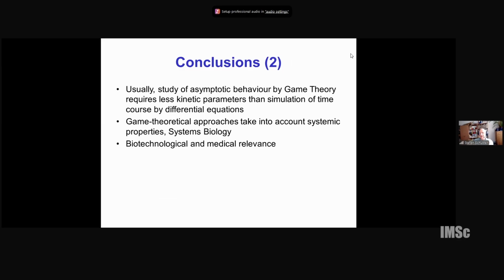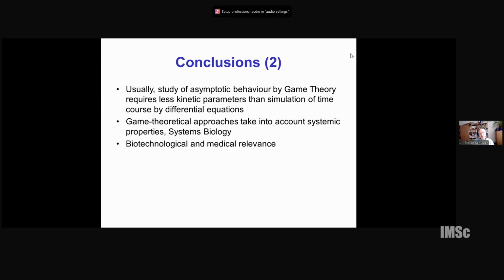Then we can say that game theoretical approaches take into account systemic properties. In principle, there are even emergent properties, like in the prisoner's dilemma, which could not be explained by a reductionist approach where we analyze the players in isolation. Therefore, I would say that game theory is also part of systems biology.